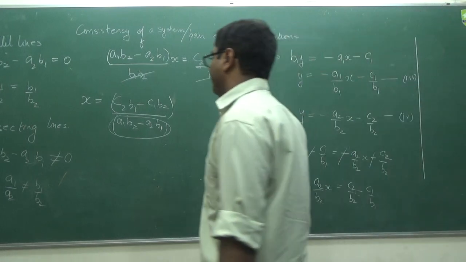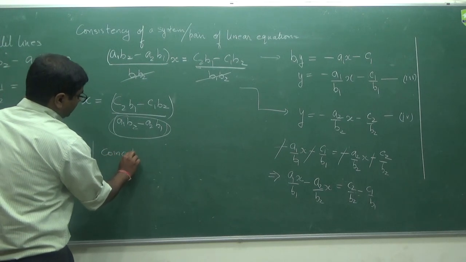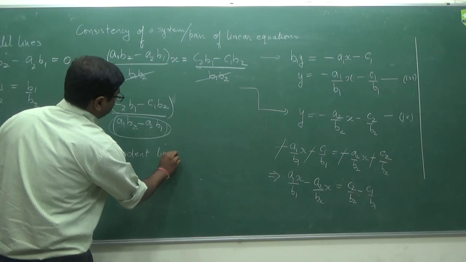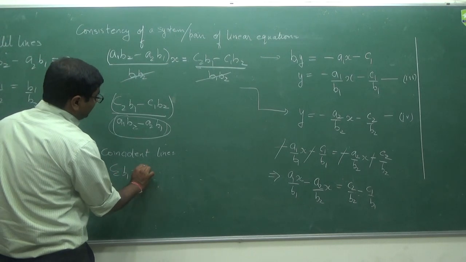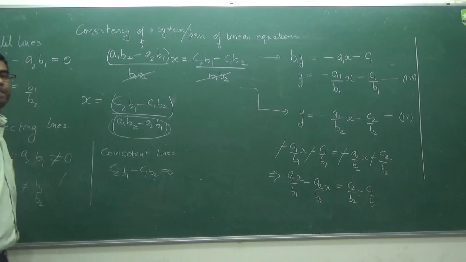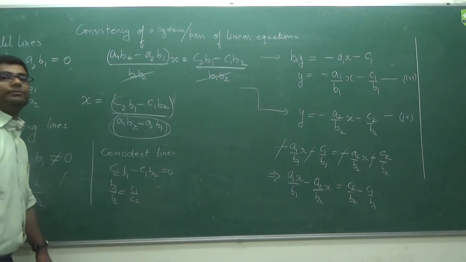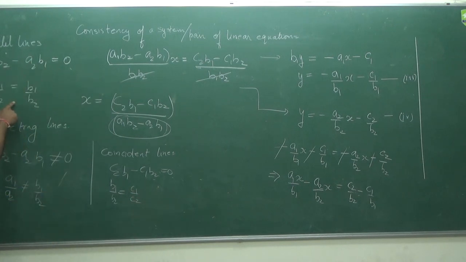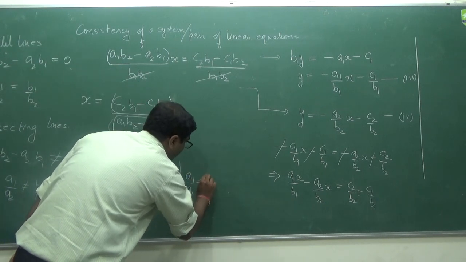Okay, so in that condition, what will happen? Coincident lines. 0 by 0 form anyway is not defined. But this condition is C2 B1 minus C1 B2 is equal to 0. That means B1 by B2 must be equal to C1 by C2. So for overlapping, they are parallel anyway, and this condition is also true. So combining these two, A1 by A2 is equal to B1 by B2 is equal to C1 by C2.